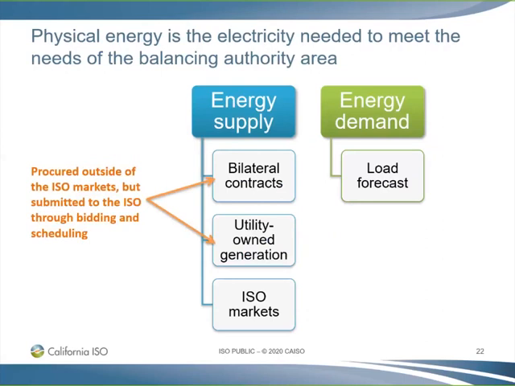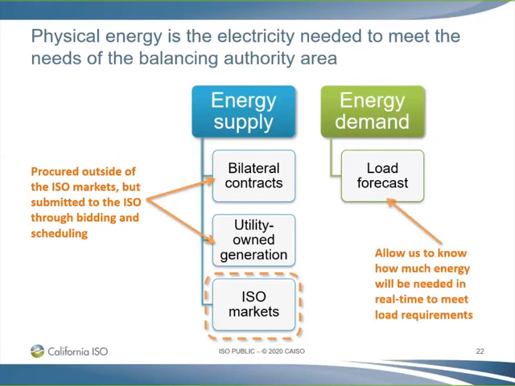The day-ahead market enables suppliers to submit into the markets energy not under contract and enables buyers to procure additional supply in the event they do not have enough under contract to meet their demand. We use demand forecasts, which allow us to know how much energy will be needed in real time to meet load requirements. The ISO must project how much energy will be needed and how much will be available for the next day, the day after that, next week, next month, next year, and we do that through robust forecasting processes. The more accurate data we have, the more accurate the demand forecast. Therefore, the ISO is consistently working on improving load, wind, and solar forecasts in the day-ahead, hour-ahead, and real-time timeframes to keep the lights on and the costs lower for consumers.